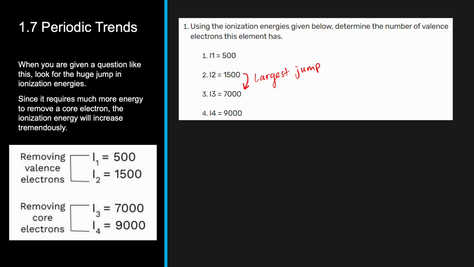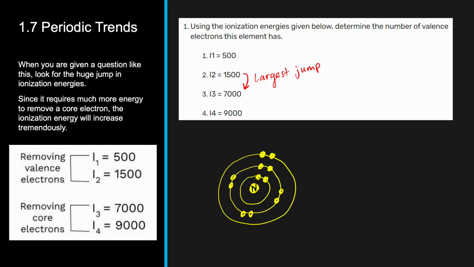Now that large jump in the data between the second and third ionization energy shows us that it was relatively easy to remove the first and second electron, but really difficult to remove the third. So then we can assume that that third electron is in a new shell, which is closer to the nucleus, which means it's harder to remove and takes more energy. So let's go ahead and visualize that.